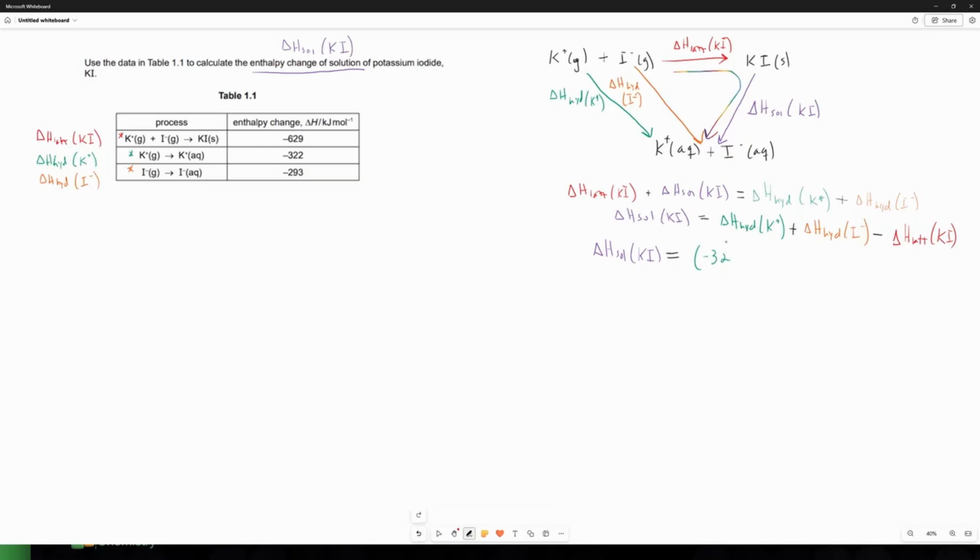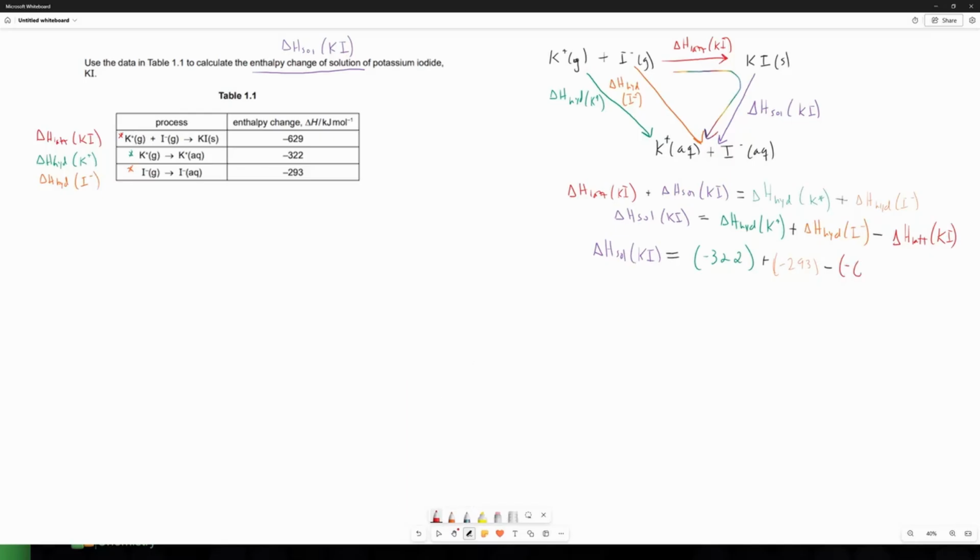Oops, that's not a nice 2. 322 plus the enthalpy change of hydration of iodide, which is, according to this, negative 293. So plus negative 293, minus the enthalpy change for the lattice, which is, according to this, negative 629.